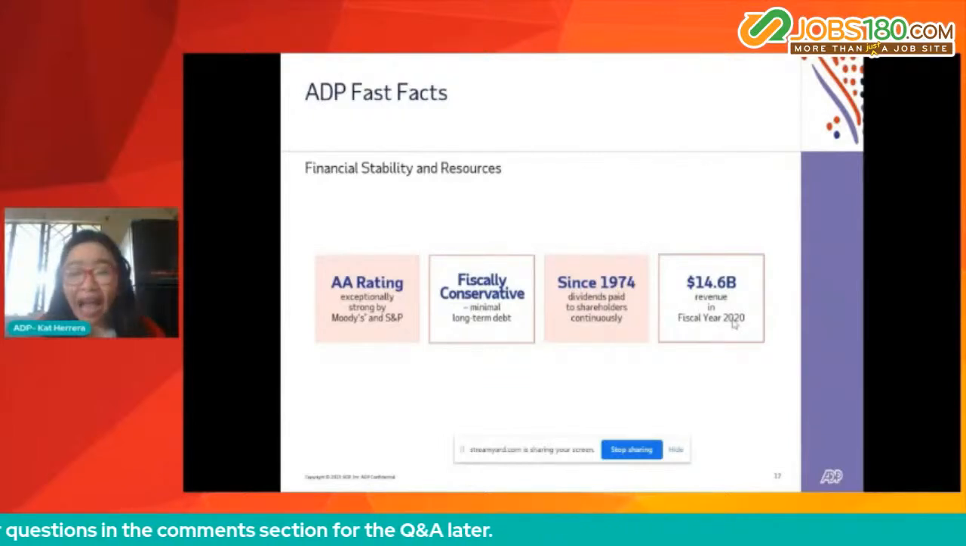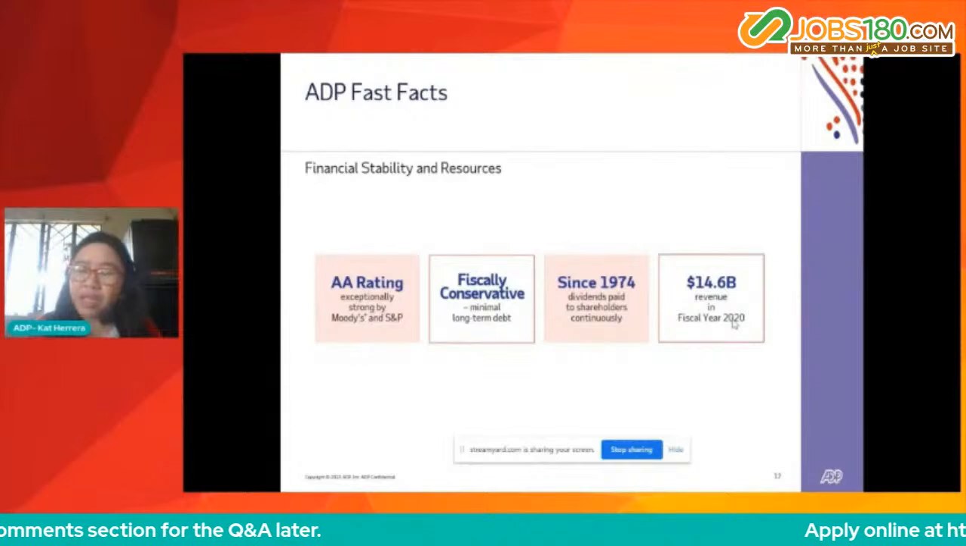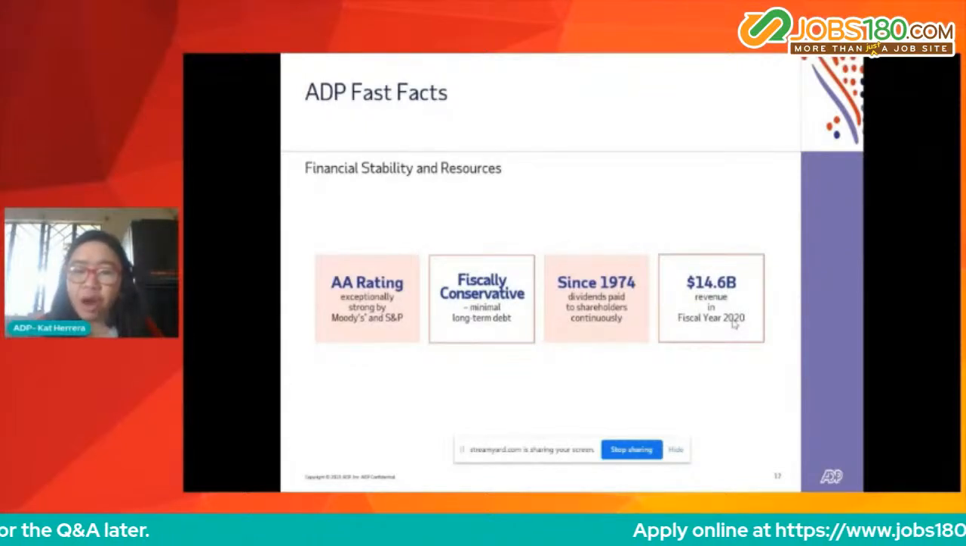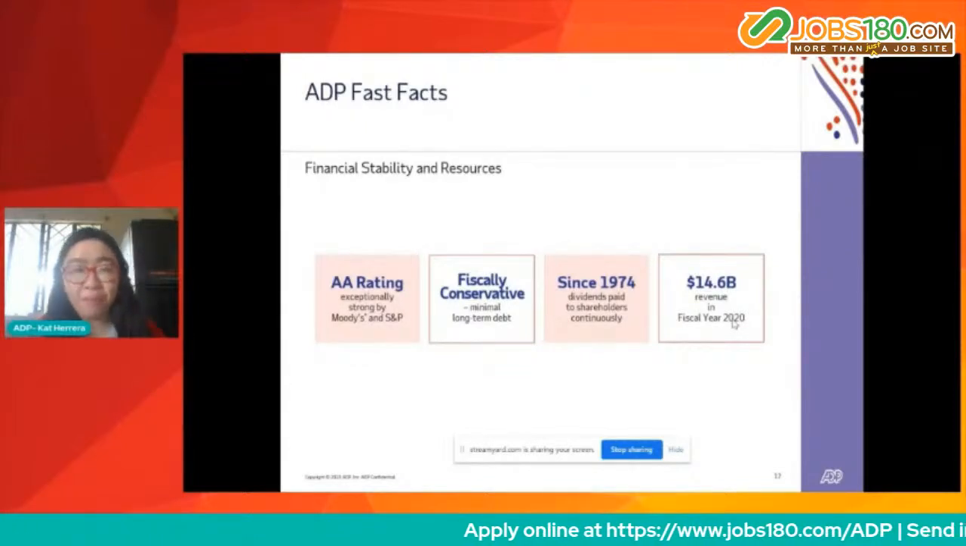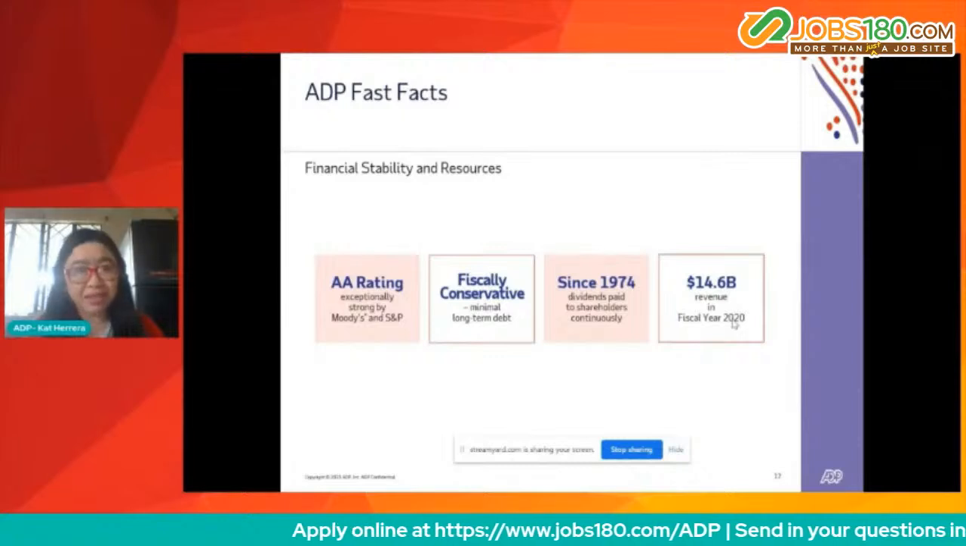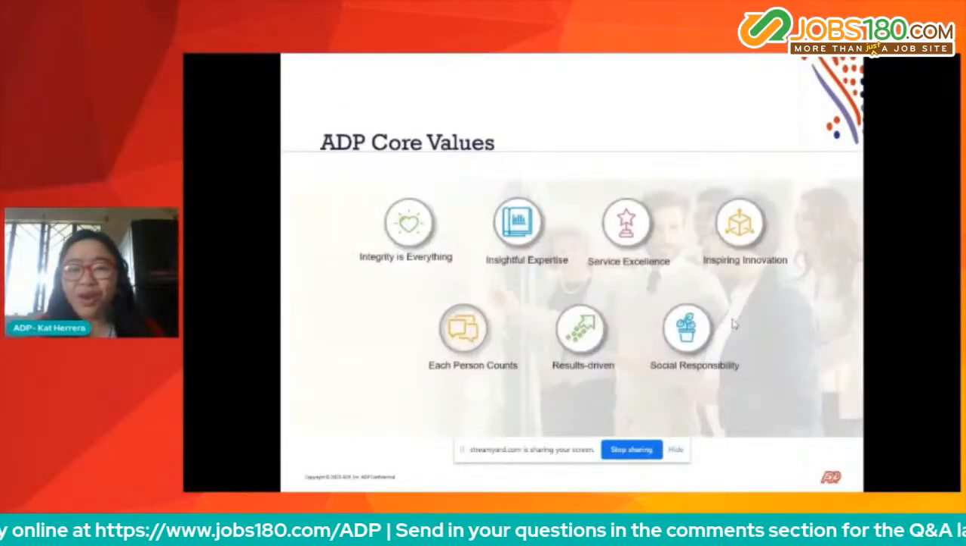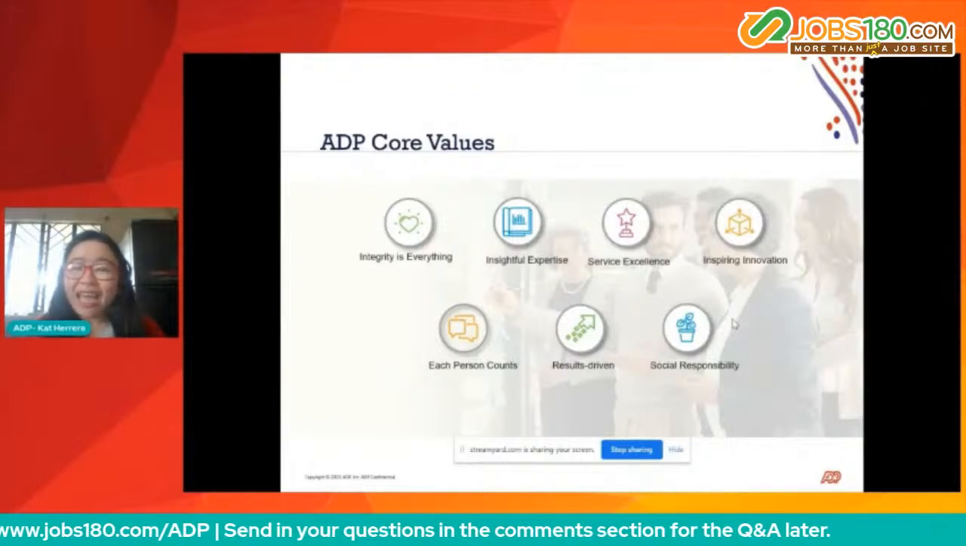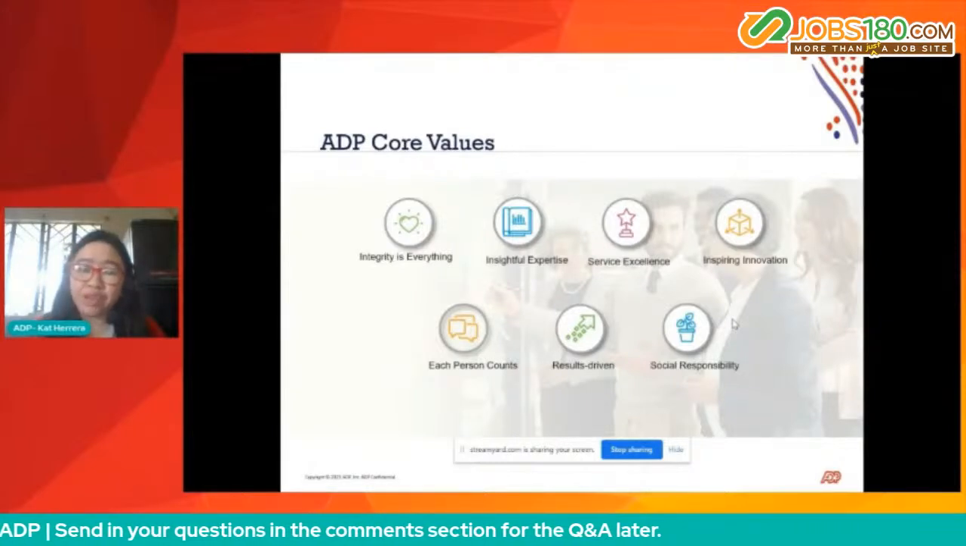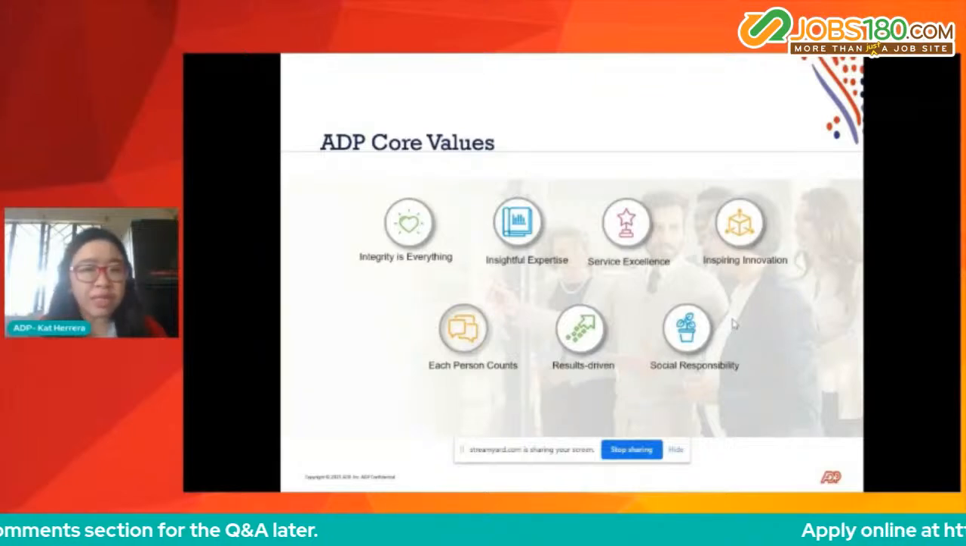And again in 2020, there was a revenue of $14.6 billion. Just do the math and compute that, and you would know how much that is in pesos. We are not only after revenue, though. We are definitely very big on our values. And we have demonstrated this time and time again.